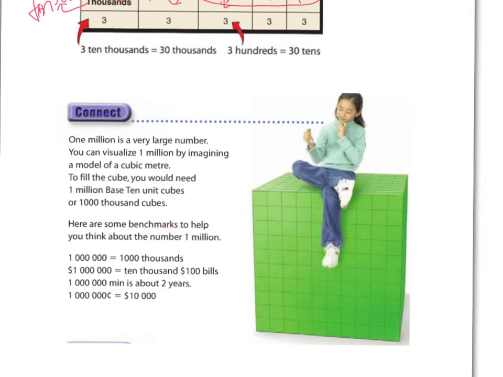Some benchmarks to help you think about the number 1 million. 1 million, as we said, is 1,000 thousands. 1 million is also 10,000 $100 bills. That's a lot of money. 1 million minutes is about 2 years, 2 whole years. And 1 million cents is about $10,000. So keep collecting those pennies. Actually, I think the pennies are out now, so no such luck.